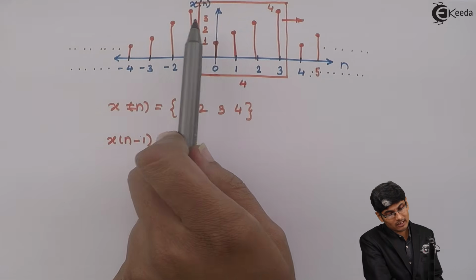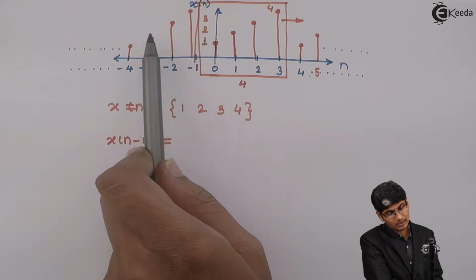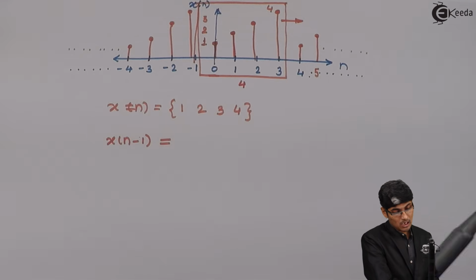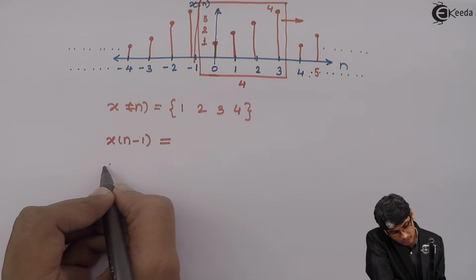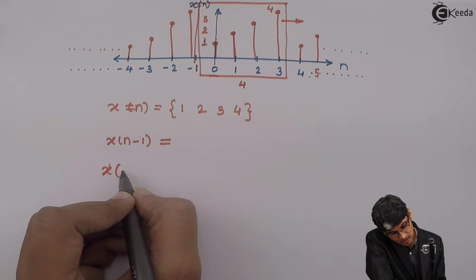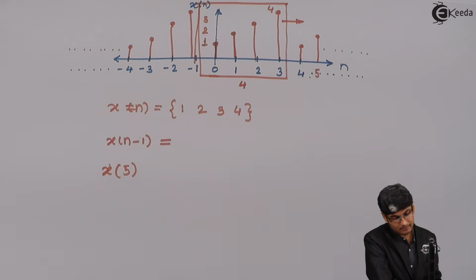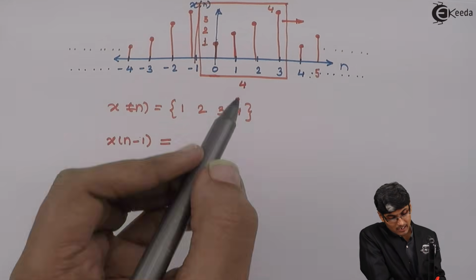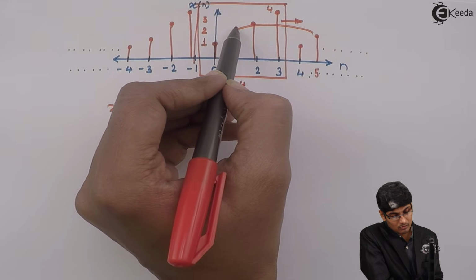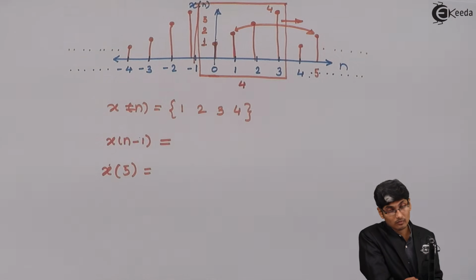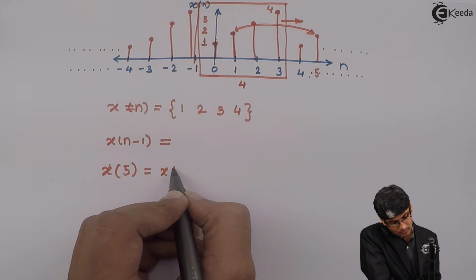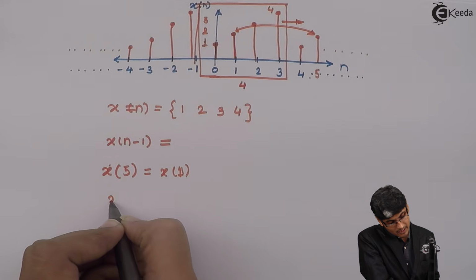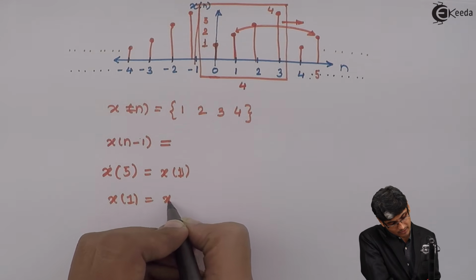Similarly, when you slide the signal on that side, I will dump the signal from this side, whereas I pick up new signal from this end. So if I ask you what is x of 5 in the above case, you can immediately say that x of 5 is similar to x of 1, right? So I can say that x of 5 is equal to x of 1.